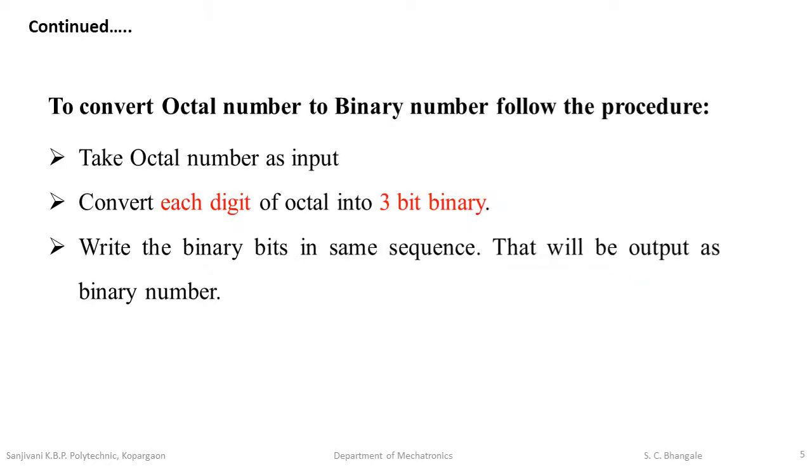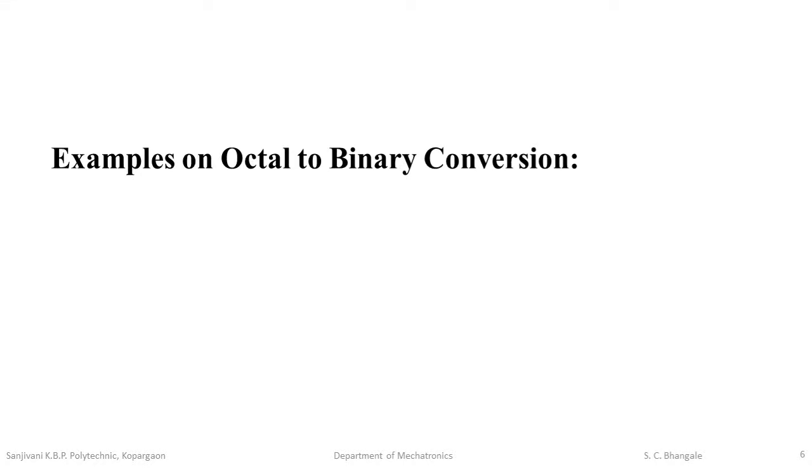Now we'll see what the steps are to convert a given octal number into a binary number. The first step is to take the octal number as an input. The second is to convert each digit of the octal number into a 3-bit binary number. Write down the binary bits in the same sequence, and that will be the output, that is the binary number. Now we'll discuss some examples of how we can convert the given octal number into the binary number system.